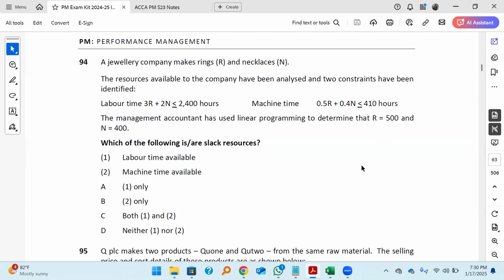Now they are saying, which of those is a slack resource. A slack resource usually means a resource that you have in excess. Ideally, it's the opposite of a limiting resource. Remember the resources that we have are labor and machine availability, and they are trying to figure out which one is the slack resource. So what do you do to determine that?